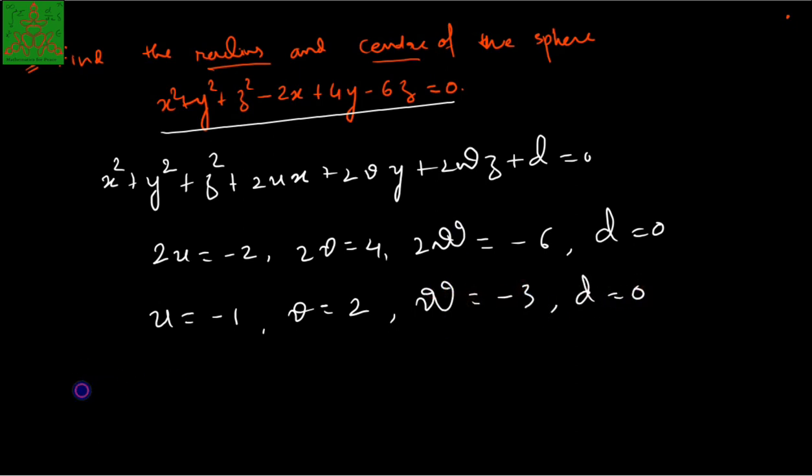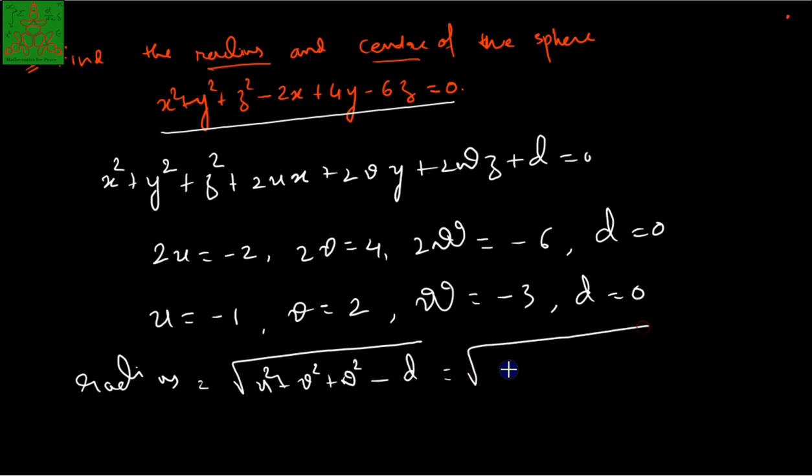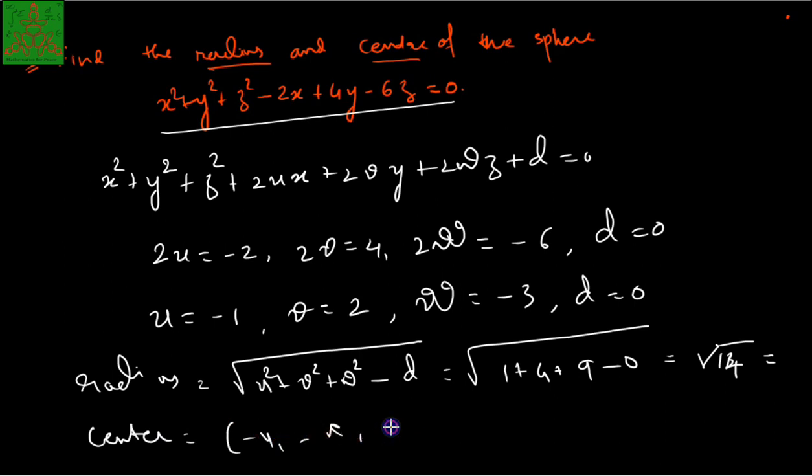Hence the radius, we know, is the square root of u square plus v square plus w square minus d, which will be 1 plus 4 plus 9 minus 0. So that is square root of 14. And the center is minus u, minus v, minus w, which will be minus minus 1, that is plus 1, minus 2, minus minus 3, that is plus 3. So (1, minus 2, 3) is the center for this sphere.